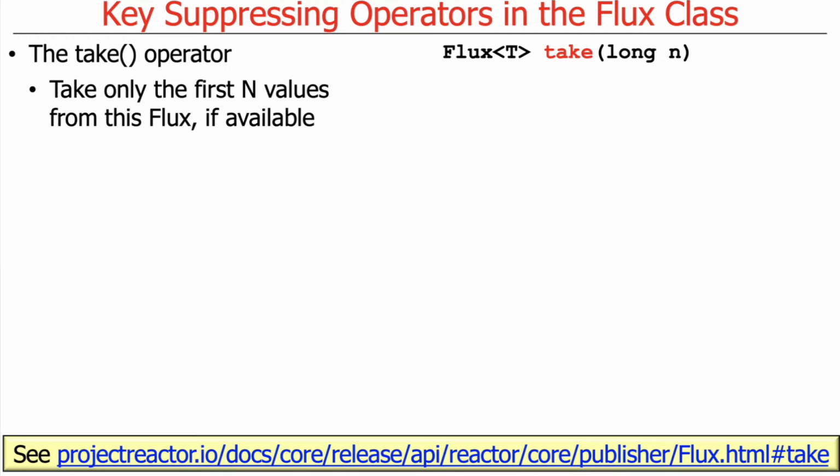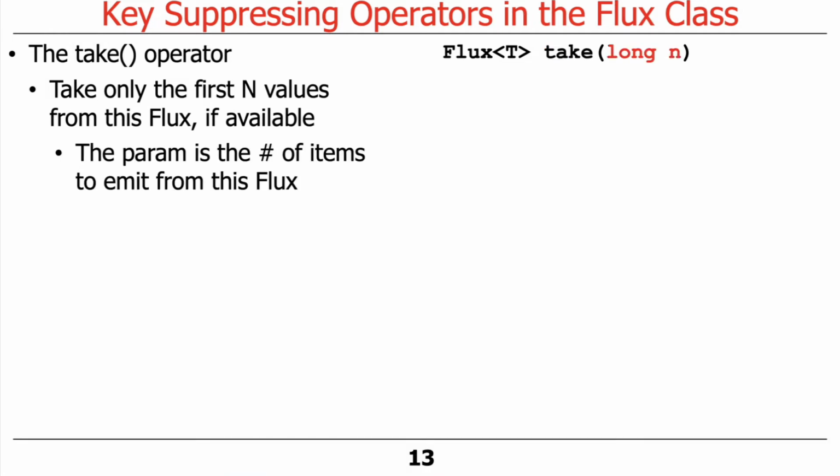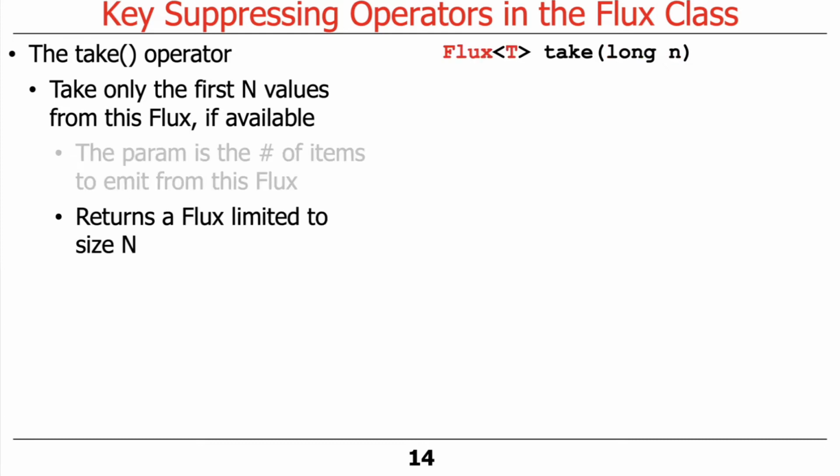The next method we're going to talk about is the take operator, and this takes only the first n values from the flux, assuming that there are n values to take. Obviously, if you have a flux that's empty, take will stop right away. The parameter that's passed is the number of items that are to be emitted from the flux, and it returns a flux that is limited to that many elements.